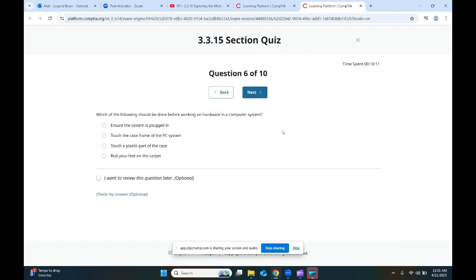Which of the following should be done before working on hardware in a computer system? Well, you definitely should not make sure it's plugged in because you don't want to electrocute yourself. That'd be really bad. Touch the case frame of the PC system, we'll come back to that. Touch a plastic part of the case. That does nothing to get rid of any electrostatic charges, because plastic is an insulator.